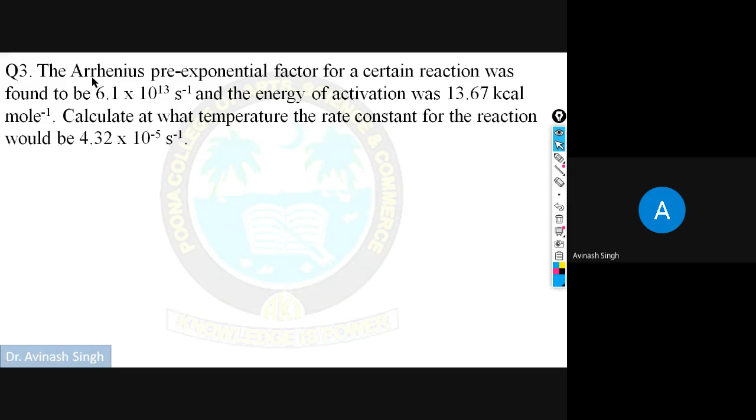Question number 3. Arrhenius pre-exponential factor A is given as this. Energy of activation is given to be this much. We have to calculate at what temperature the rate constant is 4.32 into 10 raised to minus 5 per second.